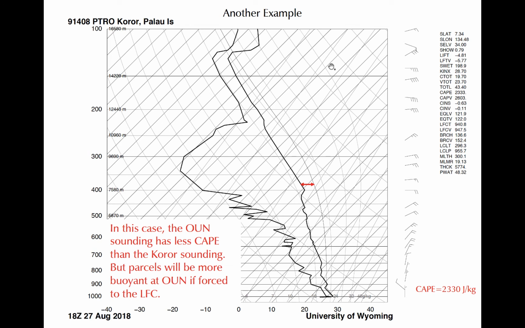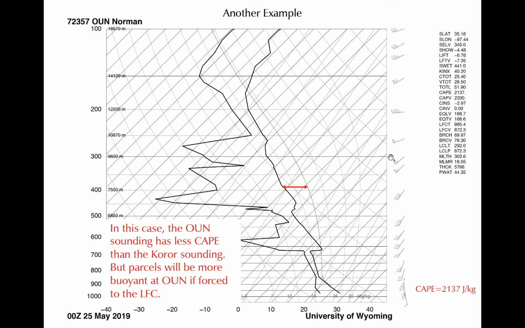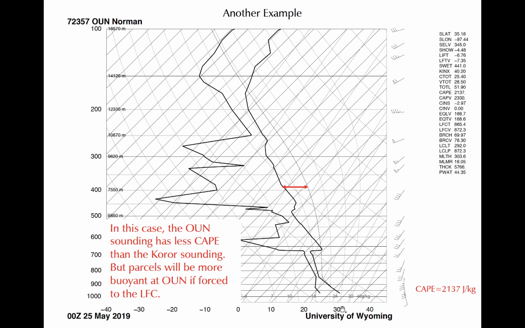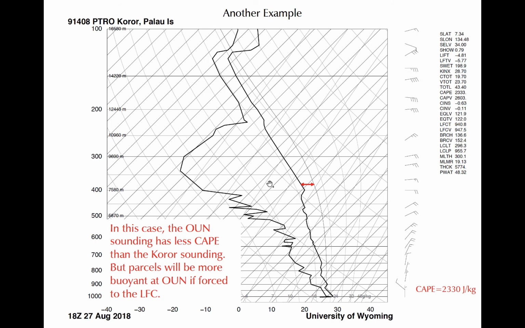The last two slides illustrated a similar comparison. The Norman sounding, shown here, actually has less CAPE than the Palau sounding shown here. But undiluted parcels at Norman would be more buoyant than at Palau if they could penetrate the stable layer just above 700 millibars. On the other hand, at Palau, we have a sounding that has appreciable CAPE, but is fairly dry, with only 48 millimeters of precipitable water.